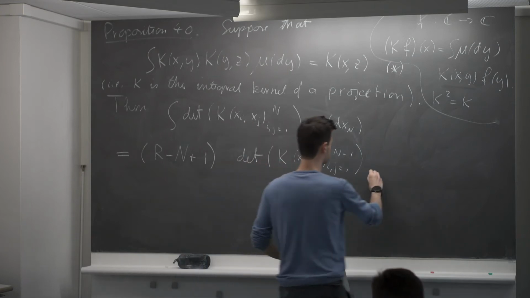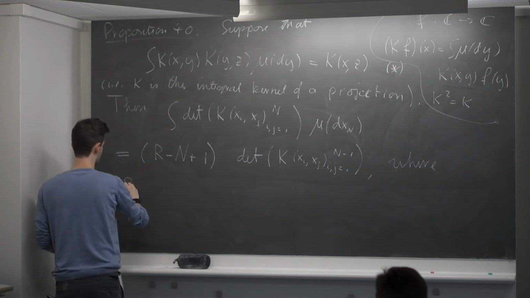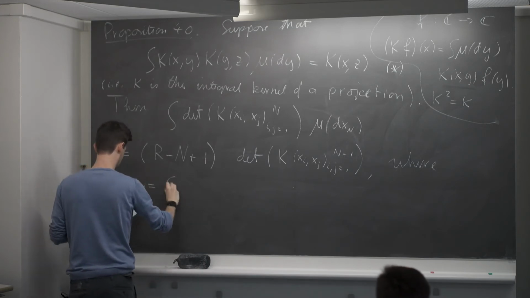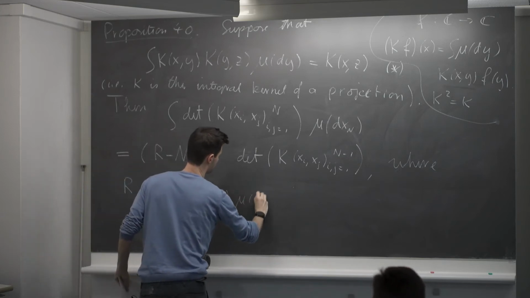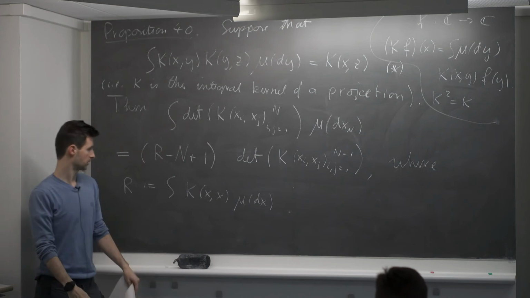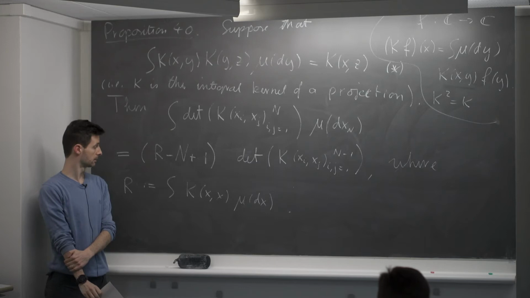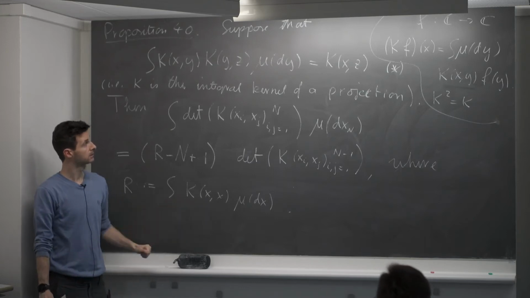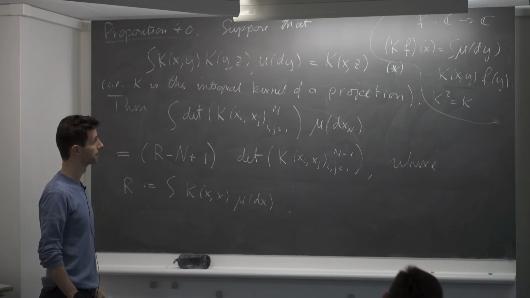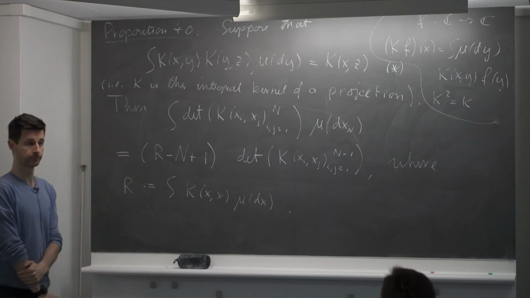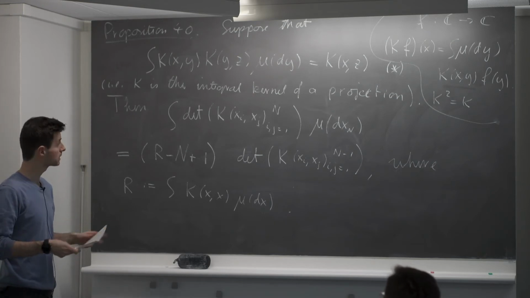And this r is this object, which, in the operator language, is the trace of k. Okay, this would be the trace of this operator whose kernel is k of x and y. So this is the claim. Is the claim clear? Is that okay?